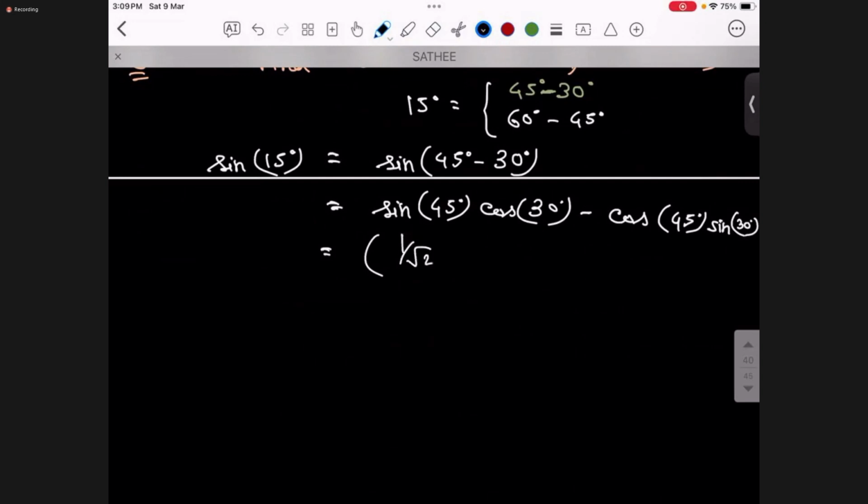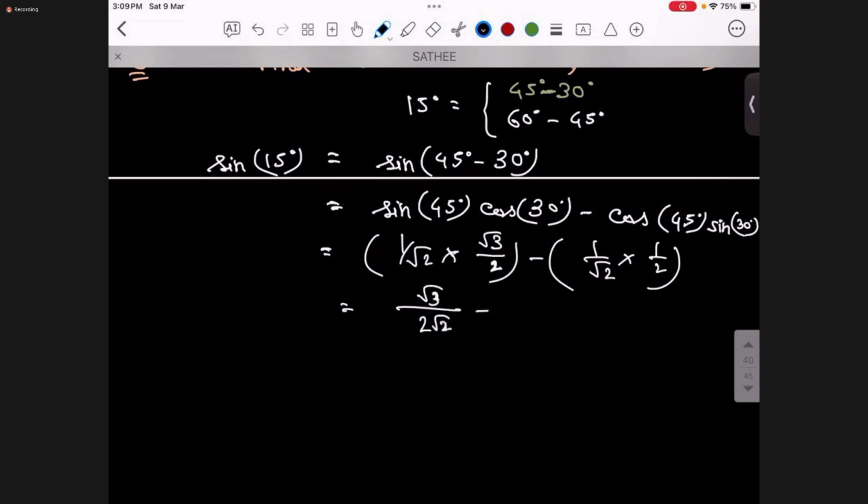It will be 1 by root 2. And what about cos 30? Root 3 by 2. Perfect. And what about cos 45 degree? 1 by root 2. And sin 30 is 1 by 2. So what did we obtain from here? Root 3 by 2 root 2 minus 1 by 2 root 2. So ultimately we obtain root 3 minus 1 divided by 2 root 2.